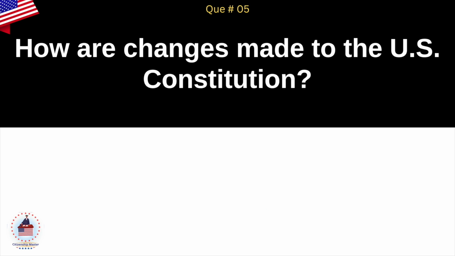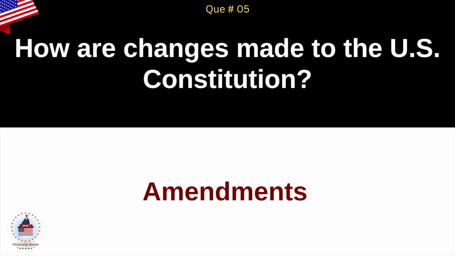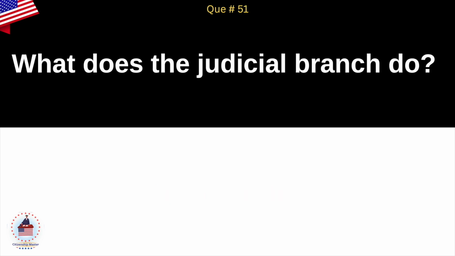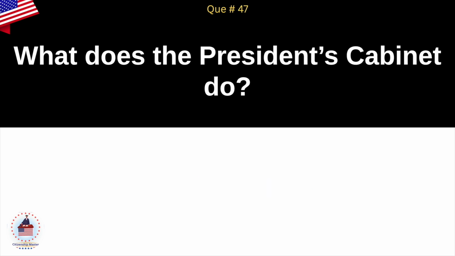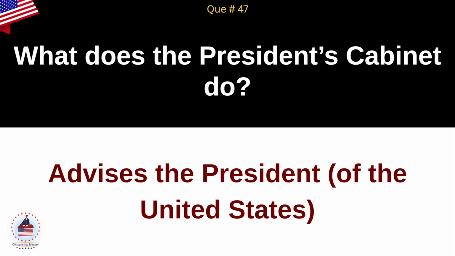How are changes made to the U.S. Constitution? Amendments. What does the judicial branch do? Reviews laws. What does the President's Cabinet do? Advises the President of the United States.